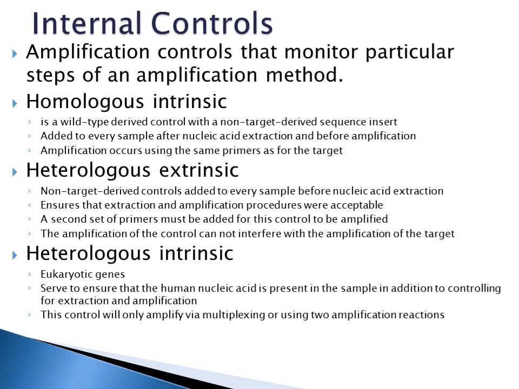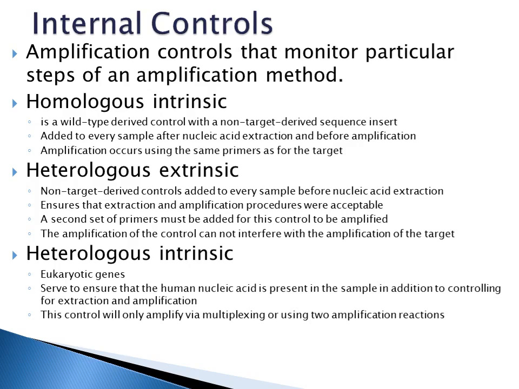Usually, most methods in a clinical laboratory are commercial kits, and these kits commonly have internal controls. And these are amplification controls that monitor specific steps throughout an amplification method. So you might have a homologous intrinsic control, a heterologous extrinsic control, and a heterologous intrinsic control. So your homologous intrinsic control is a wild type derived control with a non-target derived sequence insert.